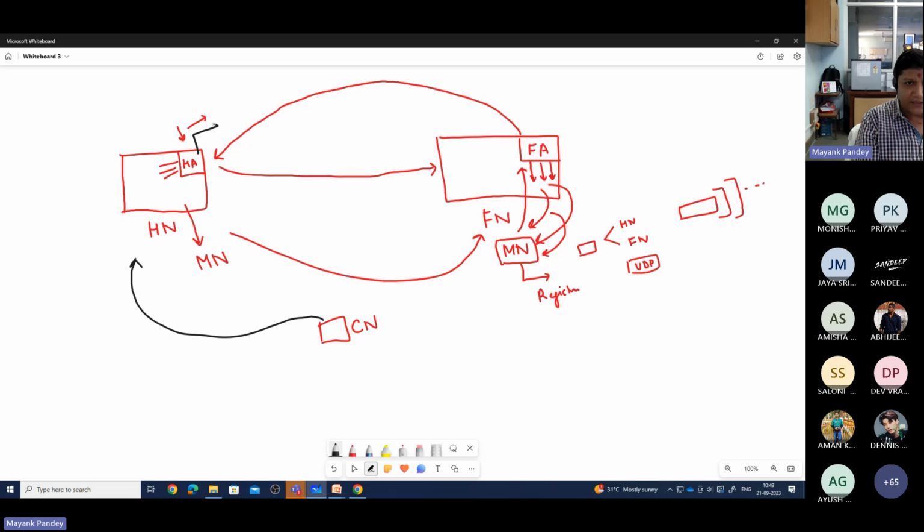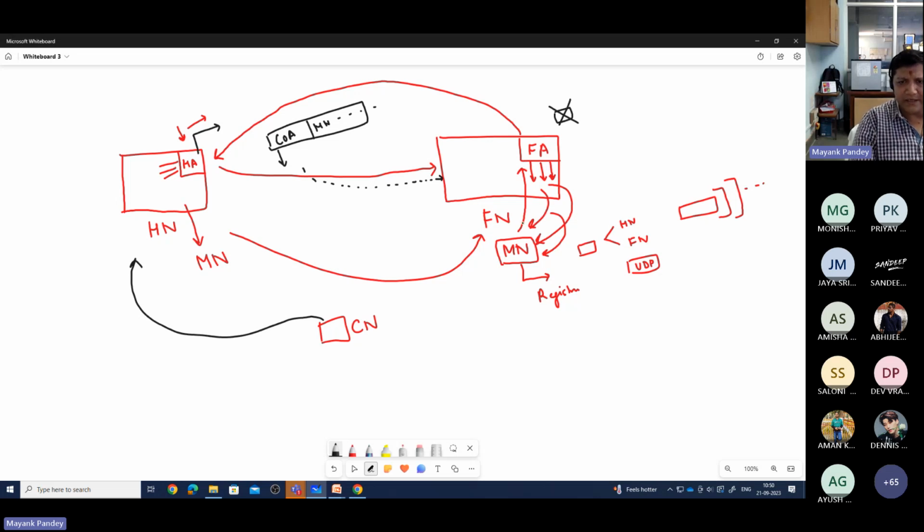the home agent will intercept this packet and create another packet where the outer header would be the care of address and the inner header has the mobile node address, and so on. And now this packet will be routed using the outer header towards the foreign network. At the foreign agent, the tunnel is broken and the tunnel outer header will be removed.